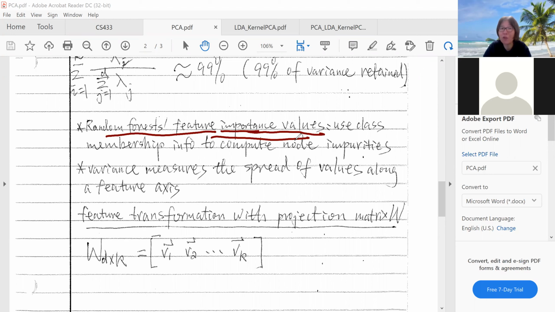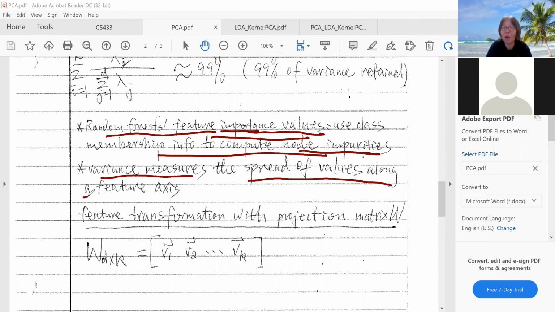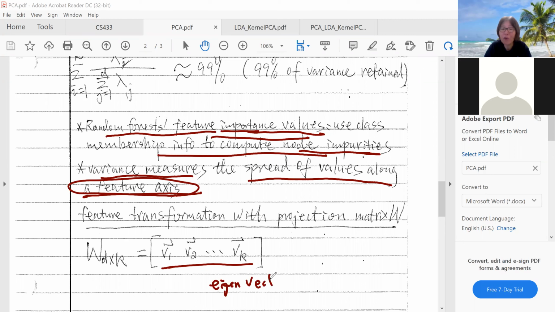we can also use that, as it uses class membership information to compute the node's impurity. That's regarding that. And what variance is a measure of: it measures the spread of values along a feature axis. So you can pick out a feature axis, okay? And with the eigenvectors, so those are eigenvectors you pick, then we can build the projection matrix.